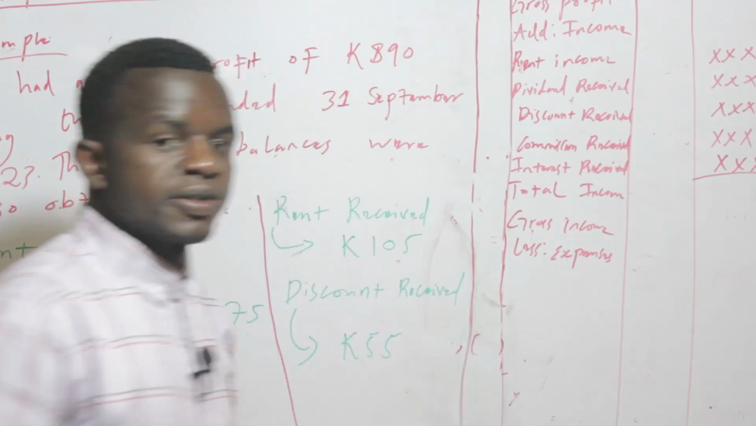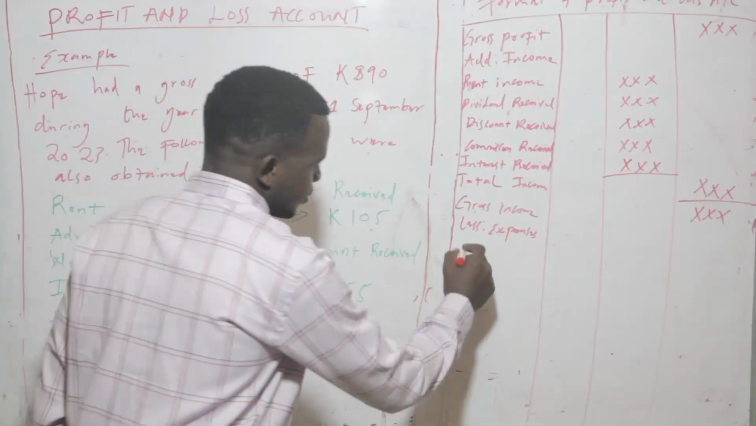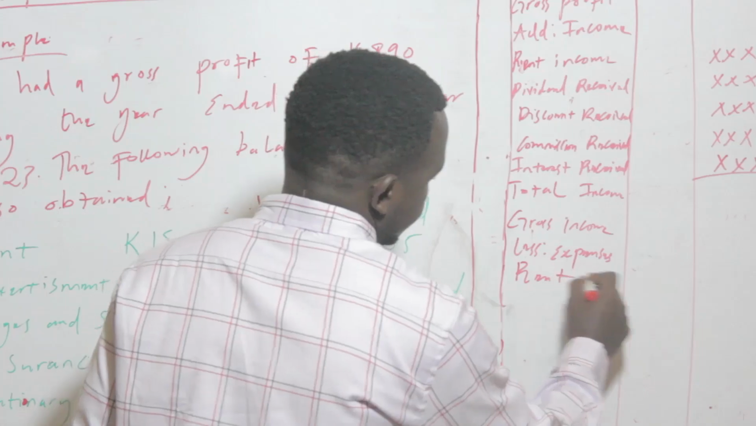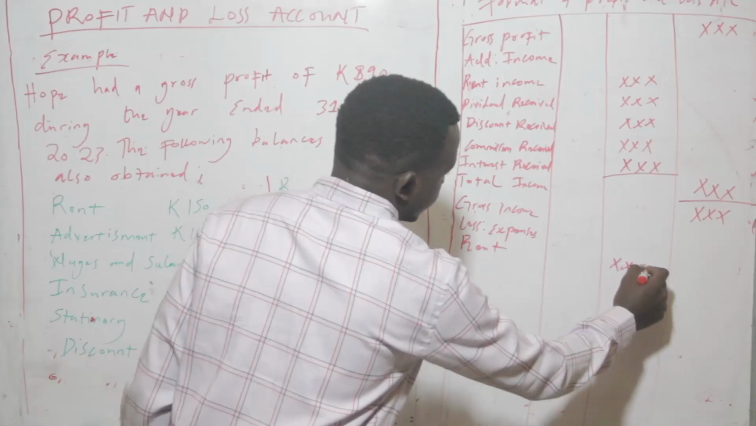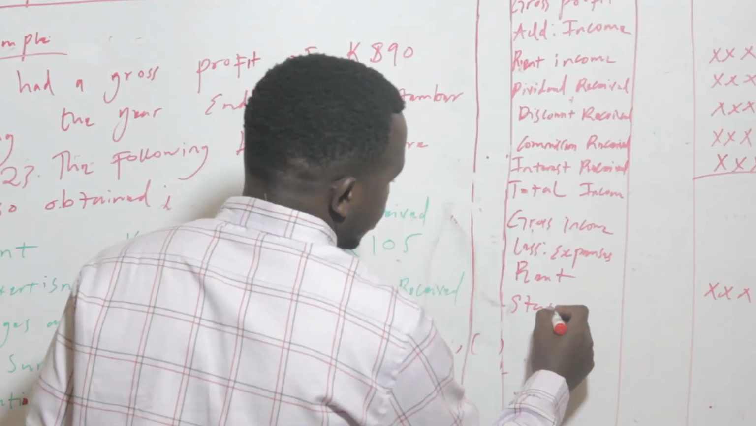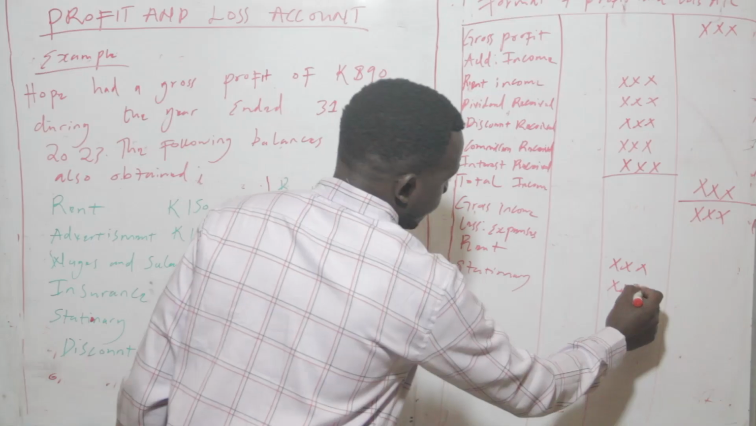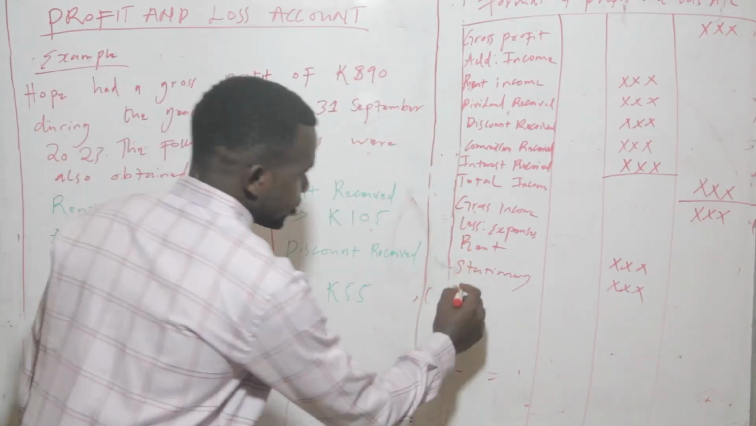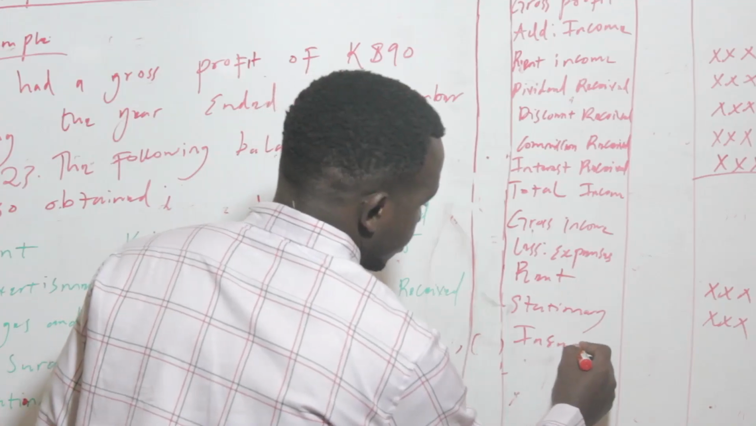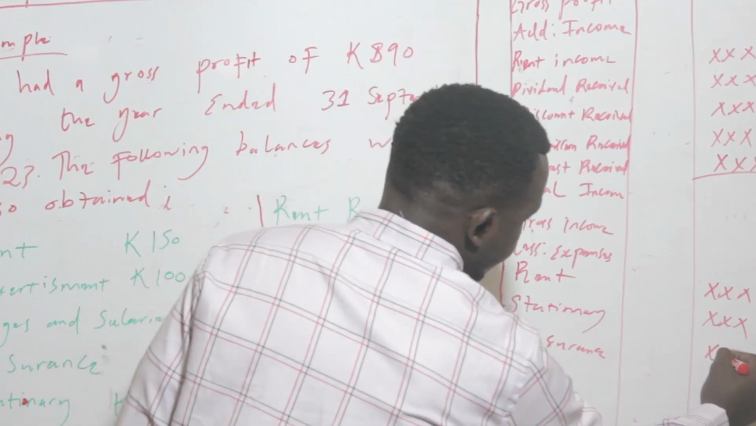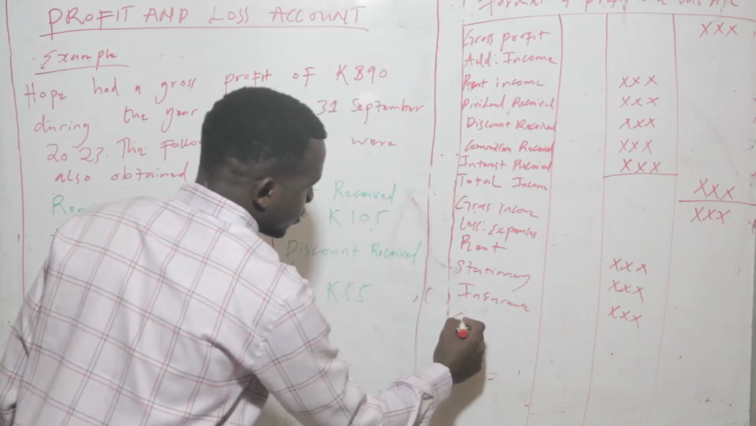And for the expenses, we can have rent. We can put our rent there. We can have stationery. We can also have insurance. We can have carriage outwards.